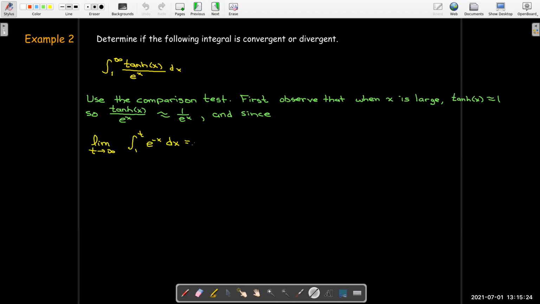And if I replace infinity with t, and I have e to the power of -x, take the antiderivative, evaluate it, then let t go to infinity, I get 1 over e. So the infinite integral from 1 to infinity of e to the -x is convergent, and it converges to the value 1 over e.